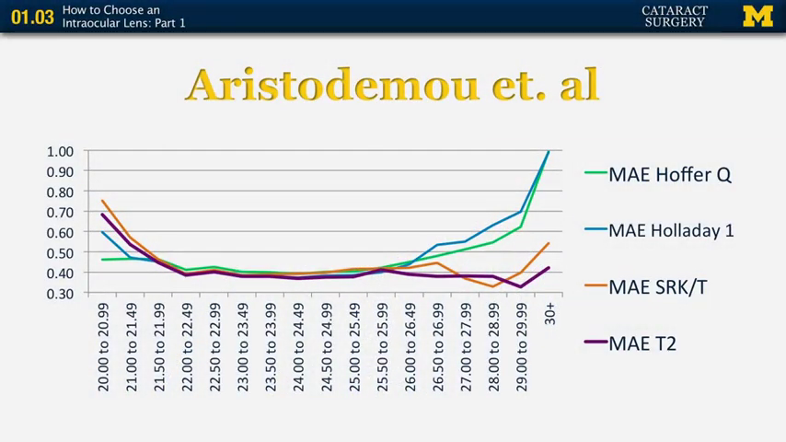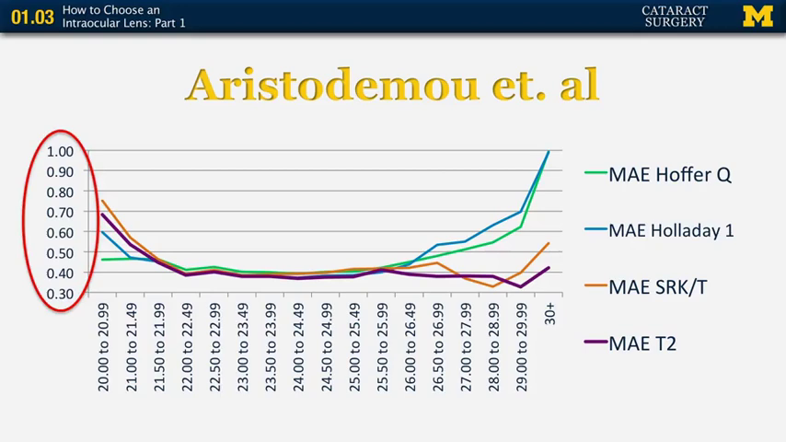Now I have 4 formulas on here because they also went back later and added the T2 formula. This is an unpublished slide using the T2 formula. They gave it to me and I'm using it with their permission. There's a lot on this slide, so I'll go through it slowly.